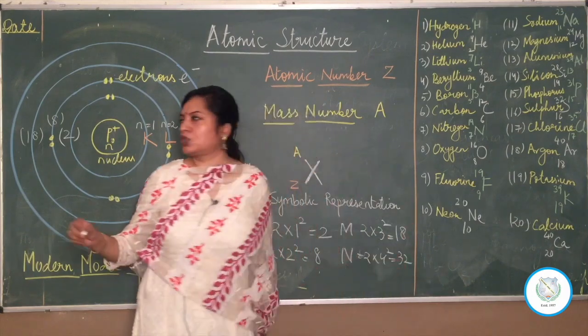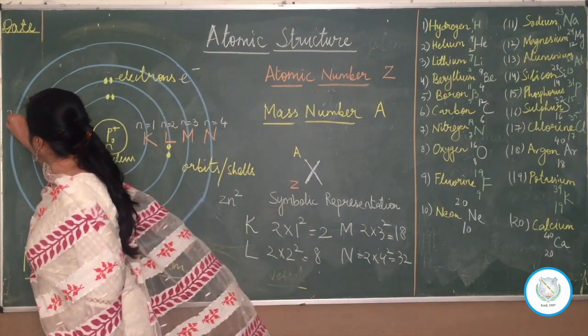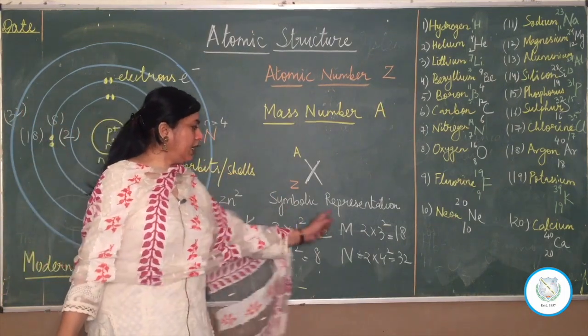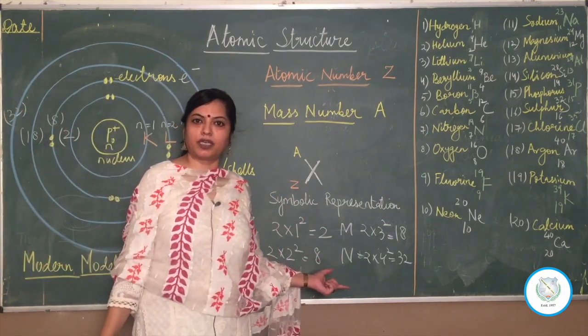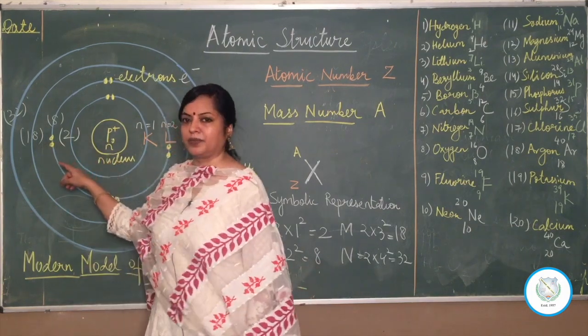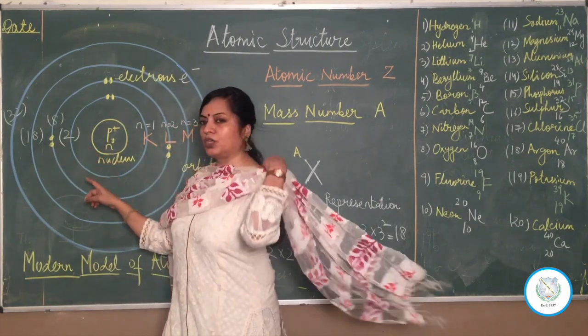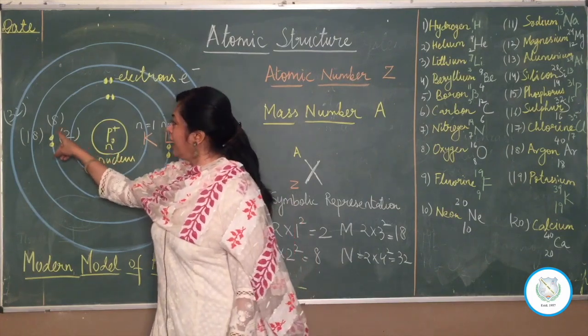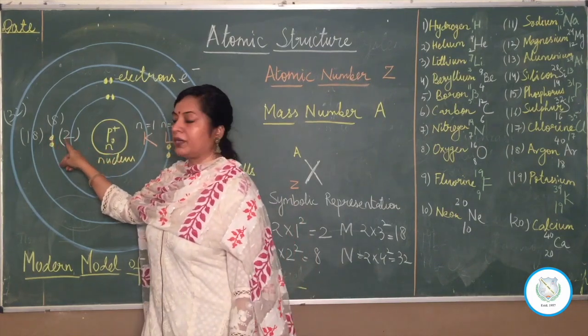So if you are asked to work out how many electrons maximum can be accommodated in K, L, M and N, you have to show the working and then write the answer. So K shell according to the 2n square rule can accommodate maximum 2 electrons. L shell can accommodate maximum 8.